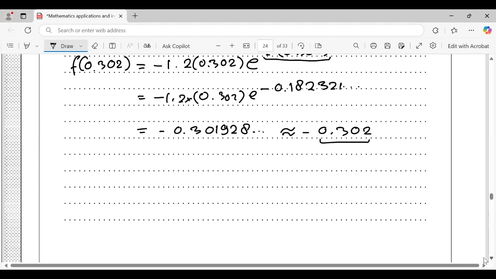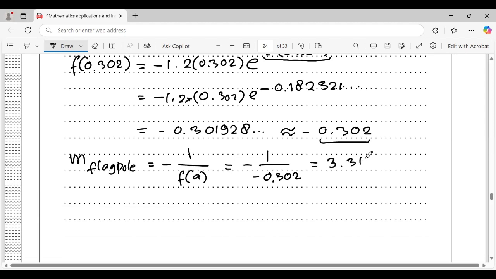So the gradient of the flagpole equals minus 1 over f'(a), or minus 1 over minus 0.302. And the result is 3.312047. Rounded off becomes 3.31.